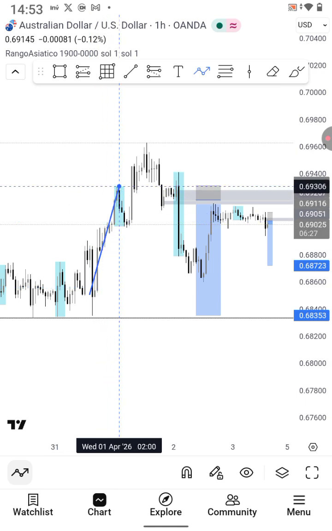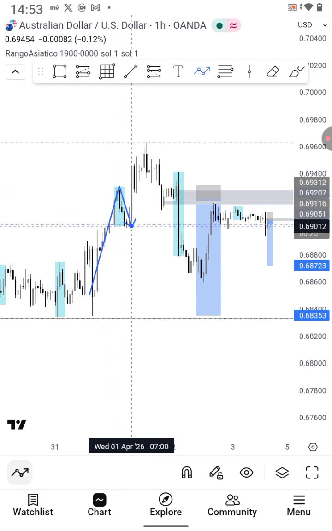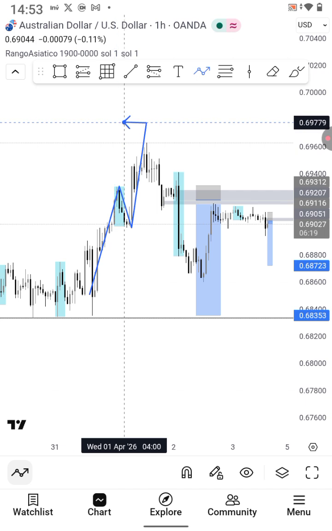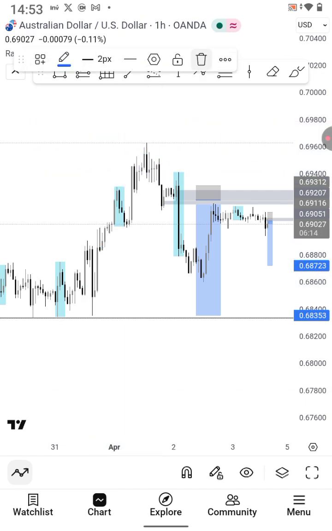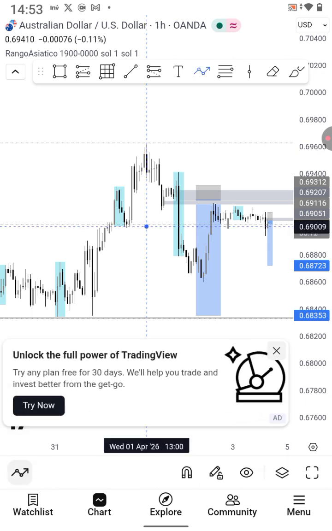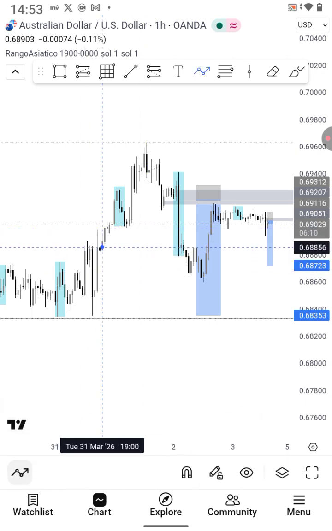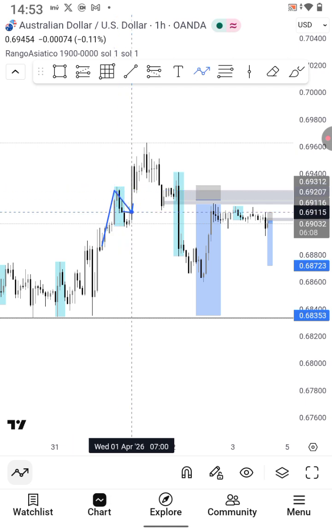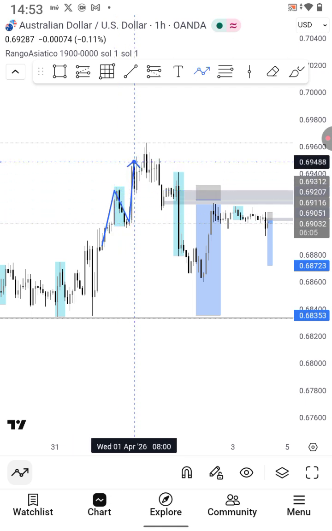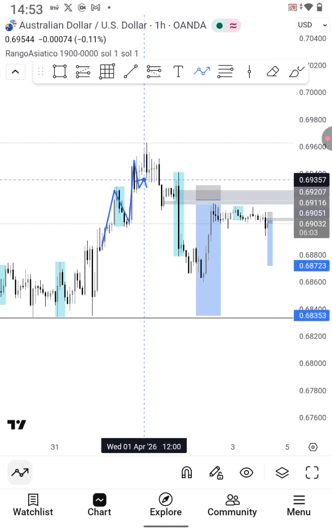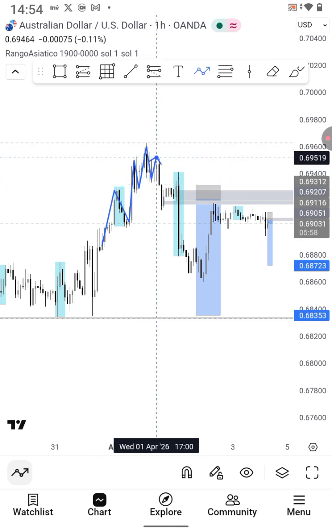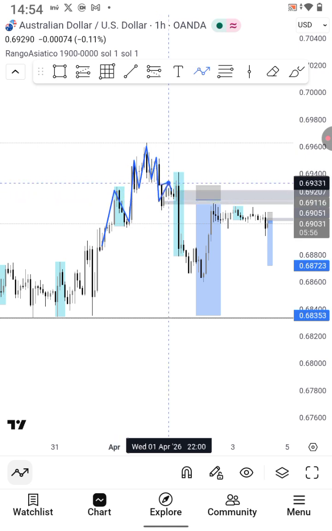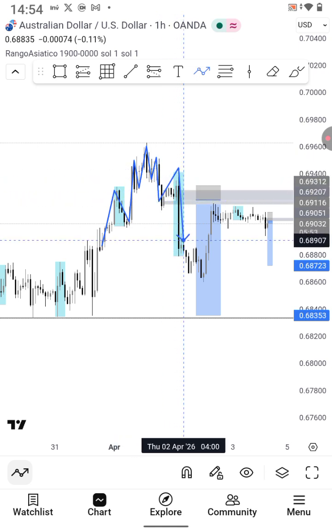This is higher high, higher low, higher high. Let's go again. So let's go higher high, higher low. This is 1 hour time frame. Higher high. Let's just say this is higher low, higher high, higher low. Then this lower high. Market structure shifted. Lower low, lower high. This impulsive move, lower low.